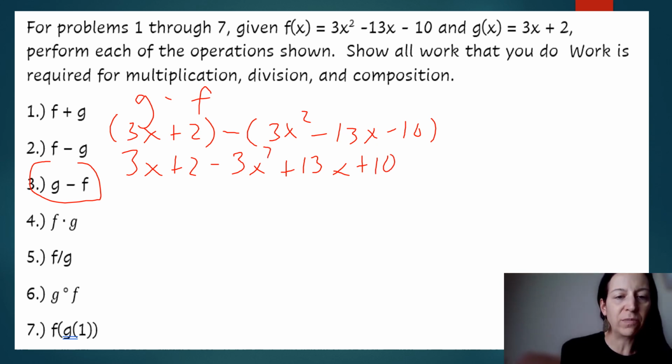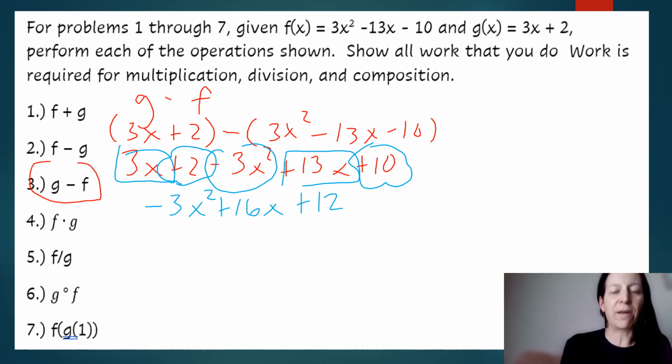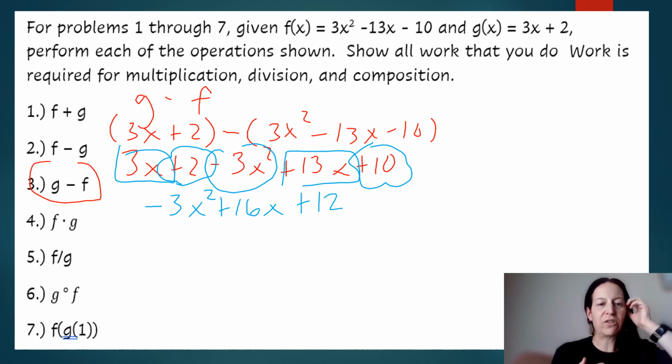Now looking, oh, the square didn't come out there. Looking for our like terms, we have negative 3x squared. Now I have 3x plus 13x, which is 16x. And I have 2 plus 10, which is 12. And take a moment and just compare that answer with the answer that we had on the previous slide, which was positive 3x squared minus 16x minus 12. And this one is negative 3x squared plus 16x plus 12.